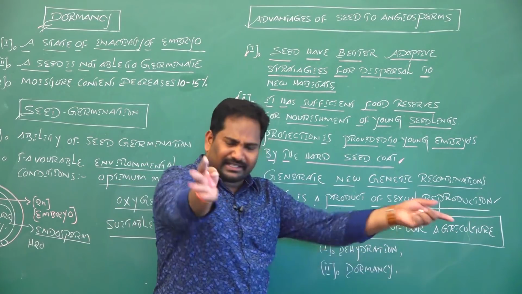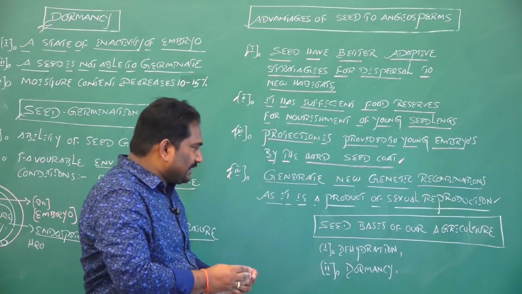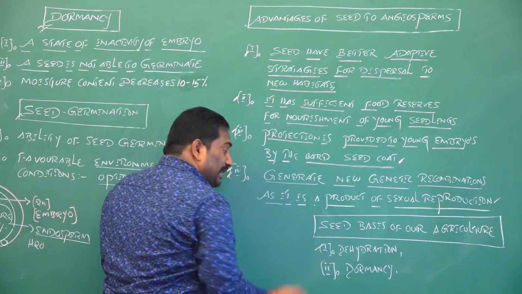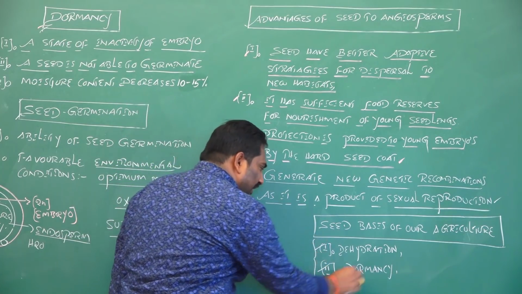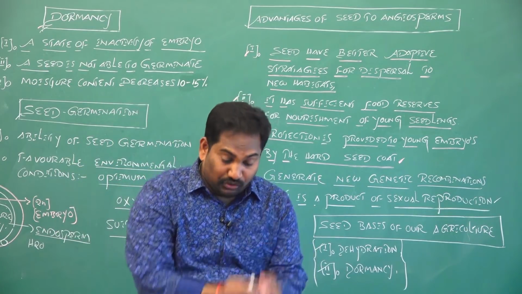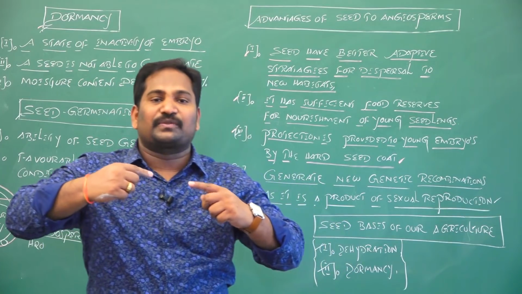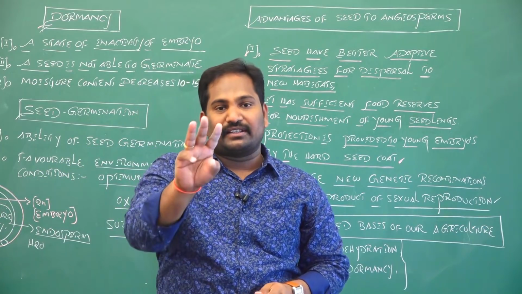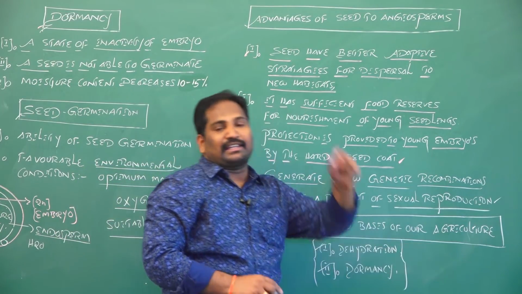The last and final most important character of seed here: seed is the basis of our agriculture. It's one of the important characters. The reason is that seeds show dehydration and dormancy. Because seeds show these two characters, they are preserved throughout the year for our food, and they are used for continuation of species from one season to another season. These are the two characters responsible for seed being the basis of our agriculture.